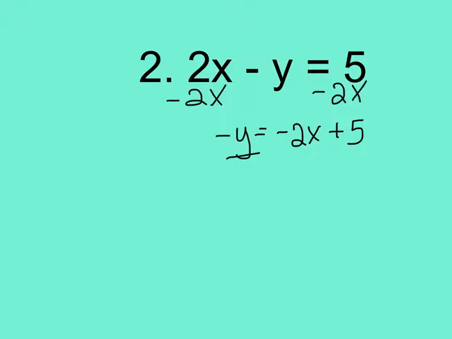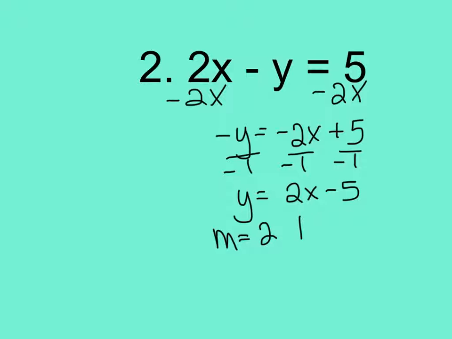That minus y means we have to divide everything by negative 1. So in this case, y equals 2x minus 5. So our slope here would be a positive 2, and b, or y-intercept, would be a negative 5.